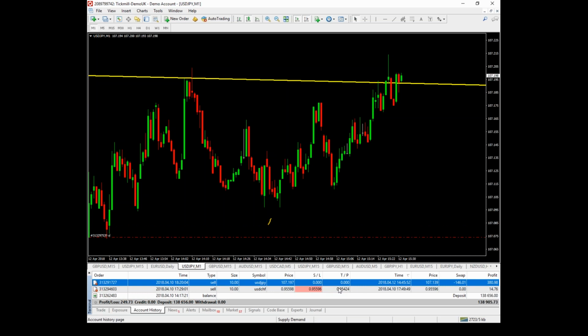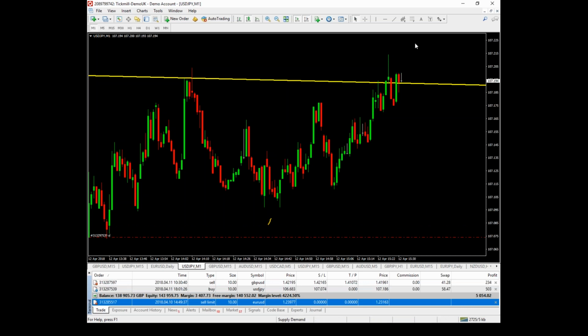Dollar Swiss, I got stopped out quite quickly on. As you can see, retrace will stop me out. The other two, I just let them run and see what they give.